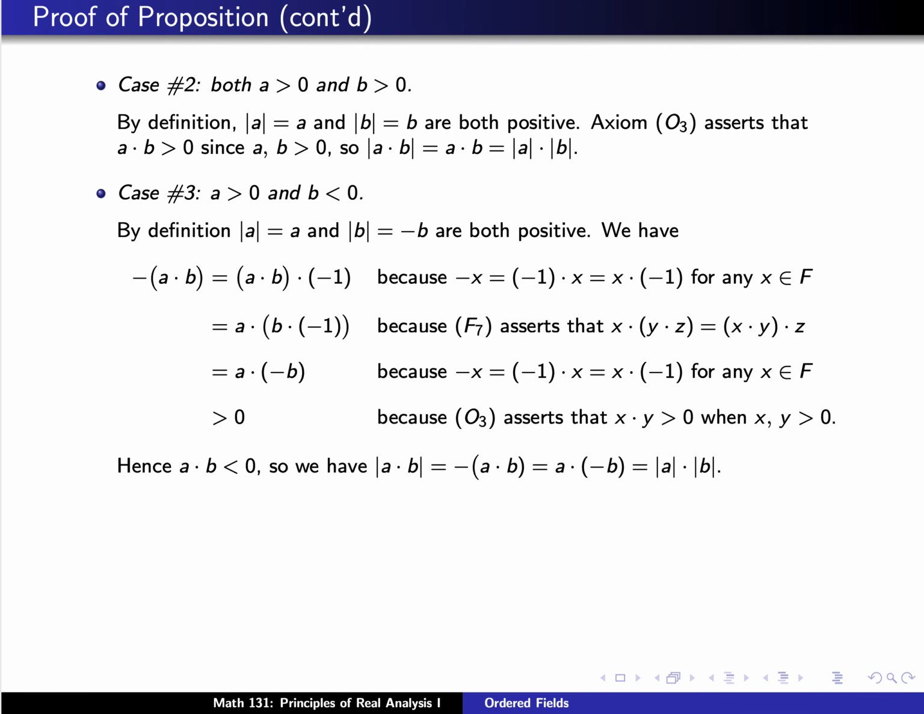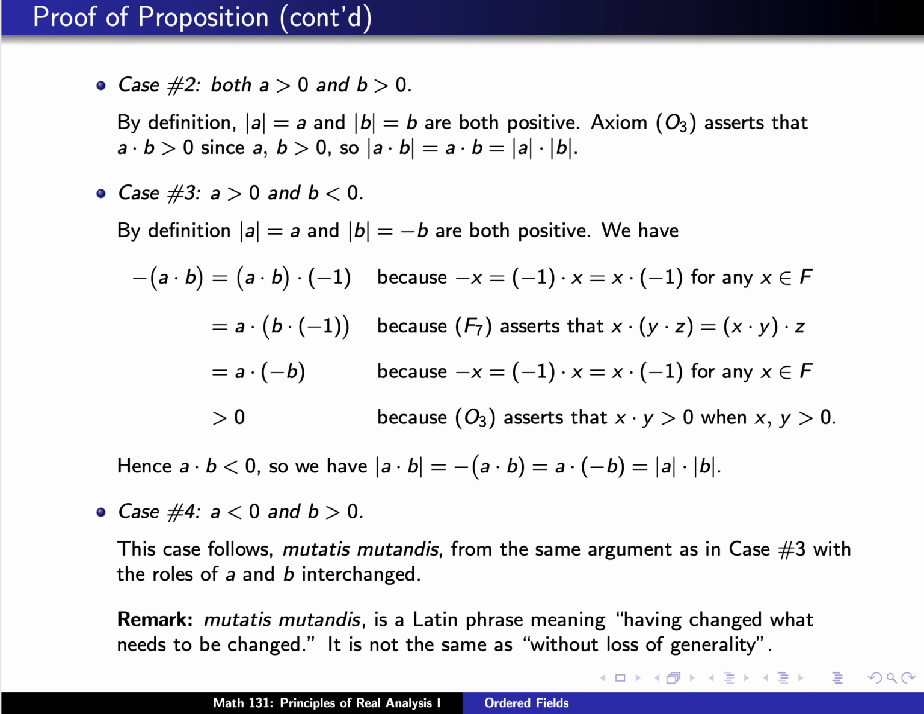Now we get to an interesting case where a is positive, yet b is negative. In this case, I'll let you read through the discussion here on the screen. If a is positive and b is negative, then the product a times b is also negative. So now we just have to be a little bit careful to make sure that the signs work out in the right way. So we would have to show that the absolute value of a times b is negative a times b, which we can write as a times negative b, which is the absolute value of a times the absolute value of b.